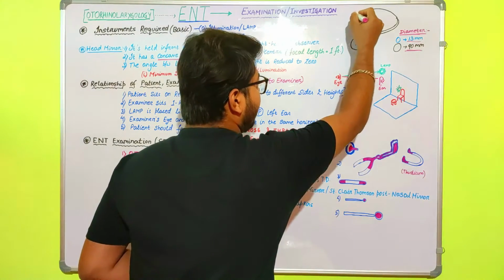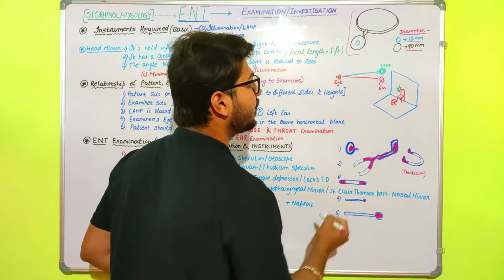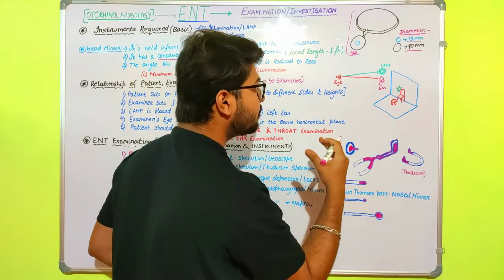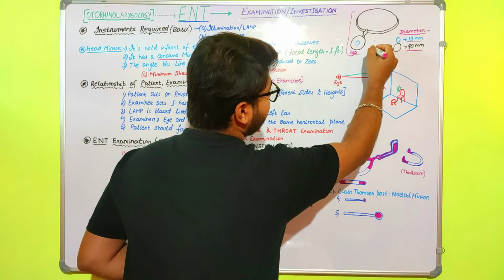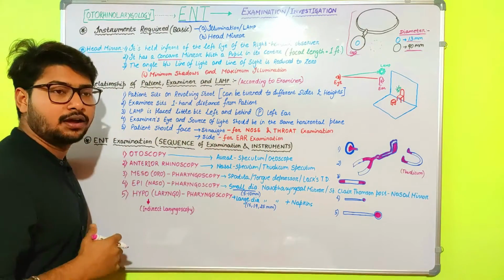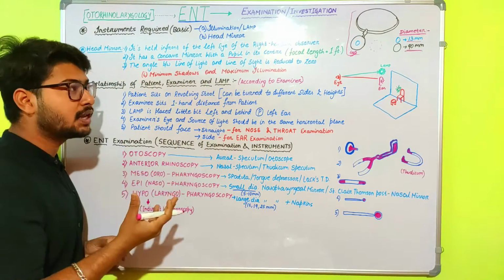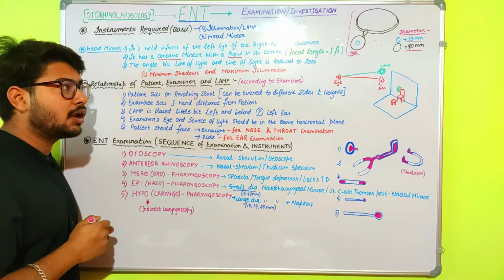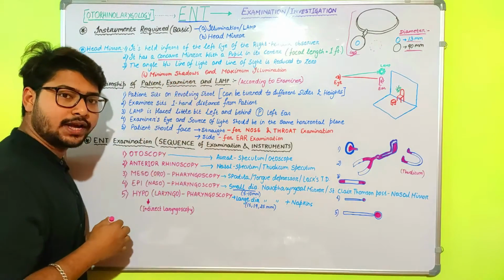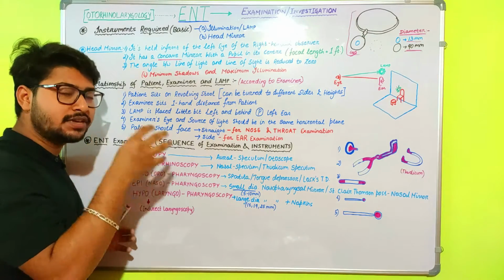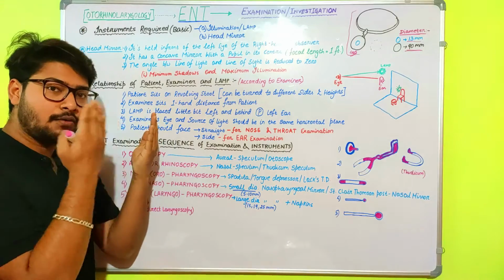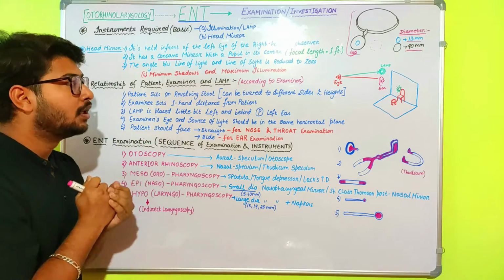Here is the structure of the head mirror in front of the left eye of the examiner. Here you can observe the right eye, but why is the right eye not covered by the mirror? Because we need to observe the ENT organs with our binocular vision. The mirror should adjust with our own eye.